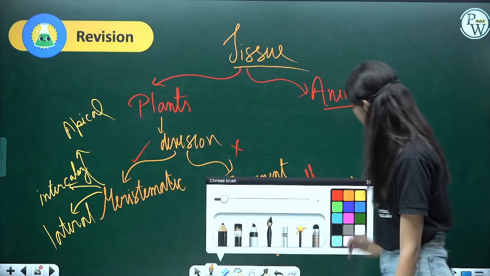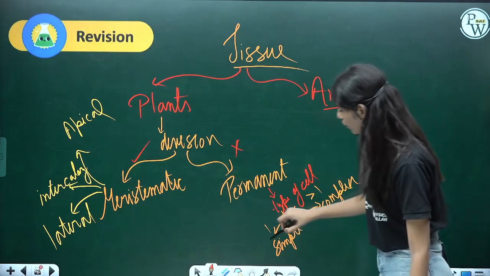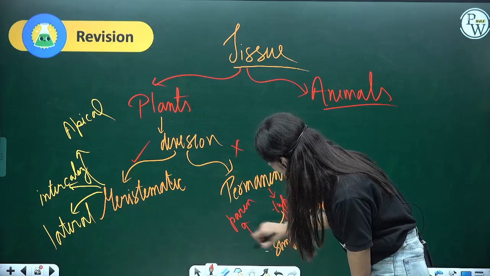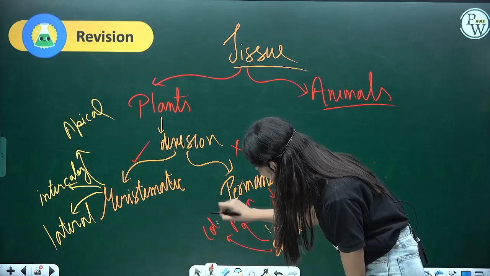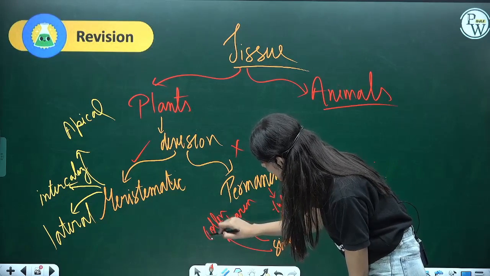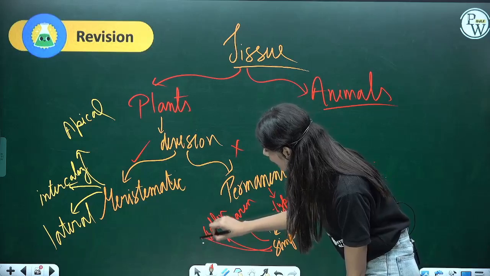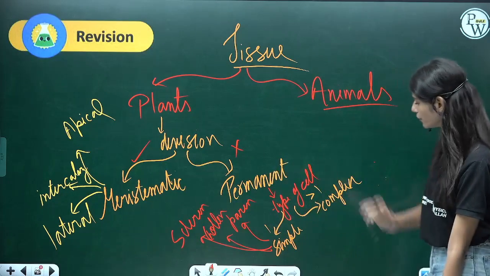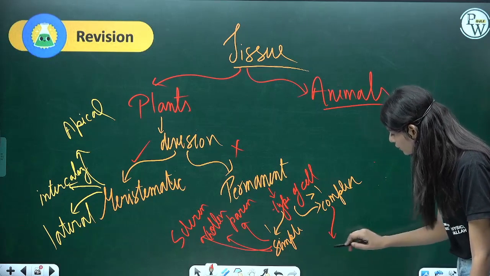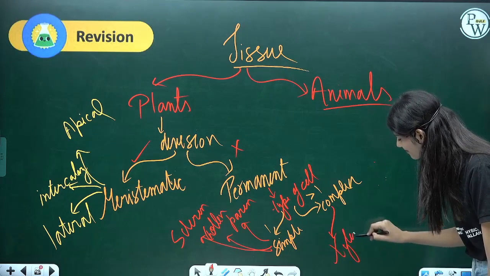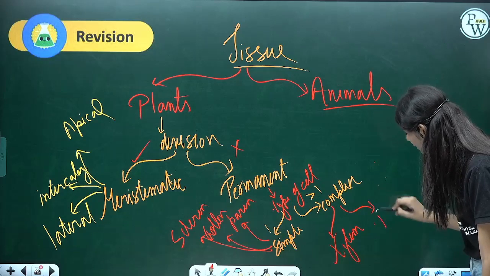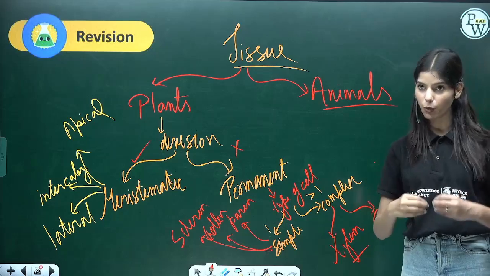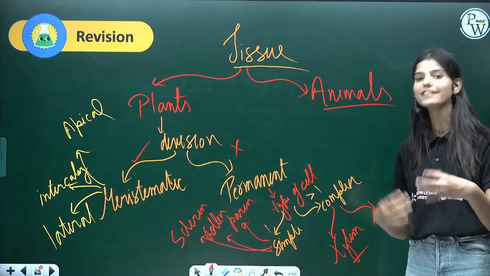We have learned that simple tissue can be of three types, right? So we have Parenchyma, we have Collenchyma, and we have Sclerenchyma as well, right? We also learned about complex tissue. It can be of two types. We have Xylem and we have Phloem, right? Xylem is there to transport the water, Phloem is there to transport the food.